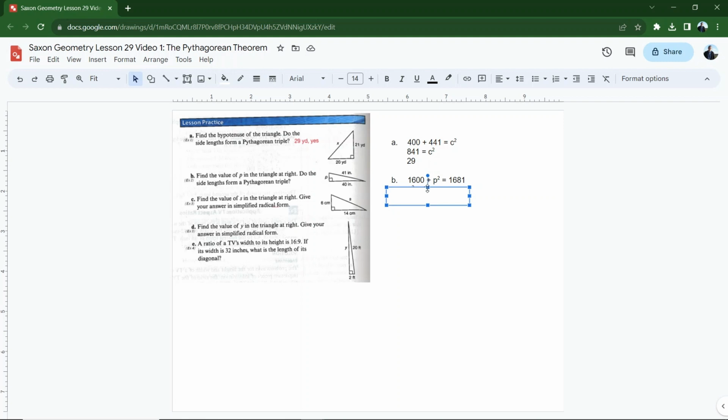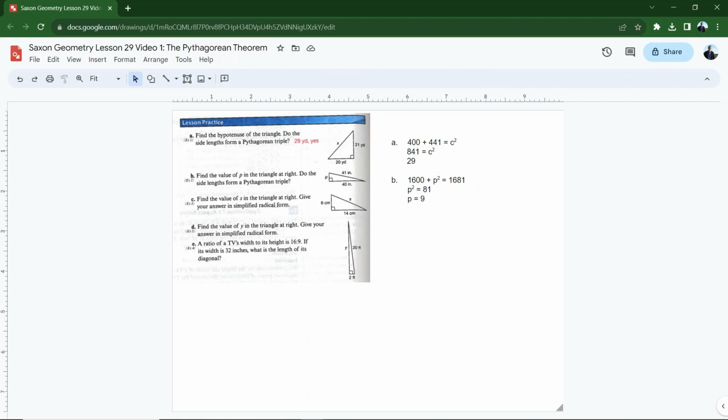You may already recognize what's going to happen here. I have to subtract 1600 from both sides, so I get p squared equals 81. Another perfect square. 9 squared is 81. So yes, 9, 40, and 41 form a Pythagorean triple. Next, we have one that's not going to be a Pythagorean triple.